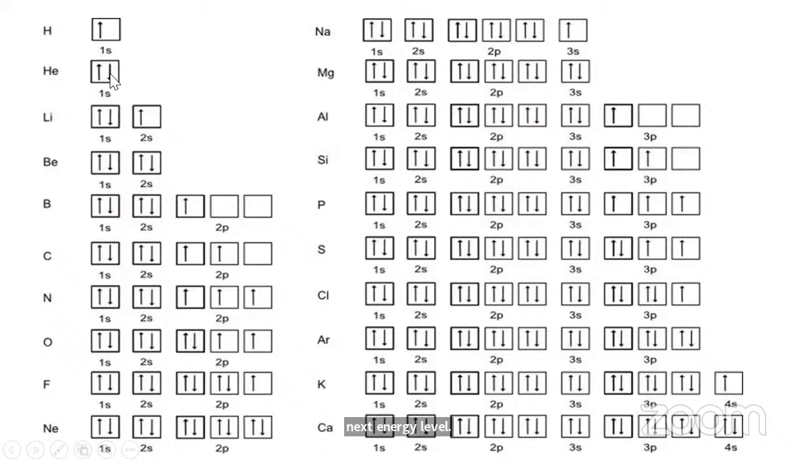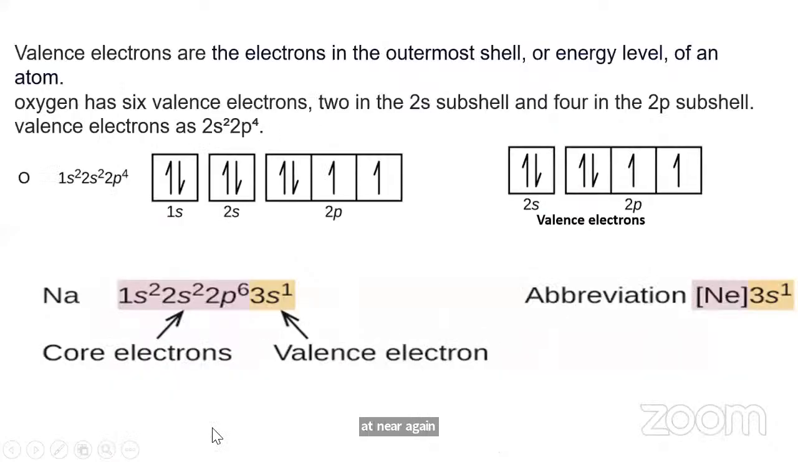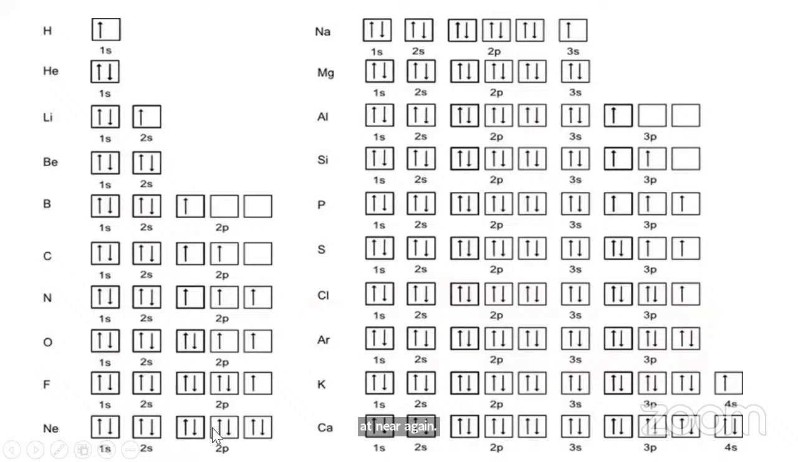So this is core. So let's look at neon again. Neon, all the p orbitals are paired. So you're going to transit into the next energy level, which is 3. So helium, neon, argon are the 3 elements that have core electrons in them.